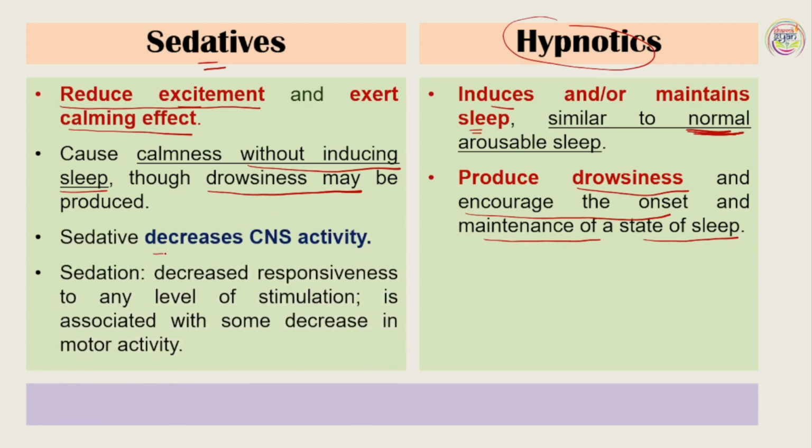Sedatives decrease CNS activity. We have already said they are CNS depressants, so they decrease CNS activity, decreasing responsiveness to any level of stimulation. Whenever there is excessive stimulation, there is hyper-responsiveness in the nerve cells of the CNS, so these drugs decrease the responsiveness. It is also associated with some decrease in motor activity.